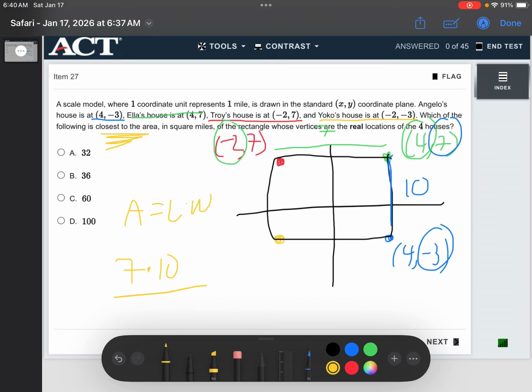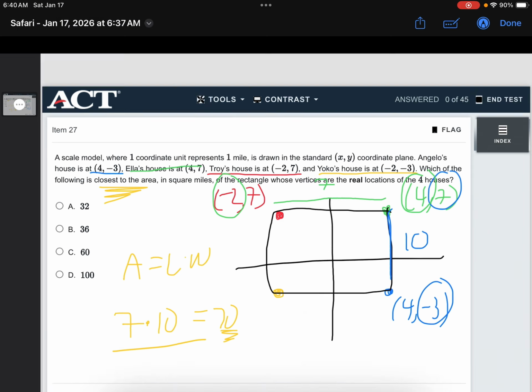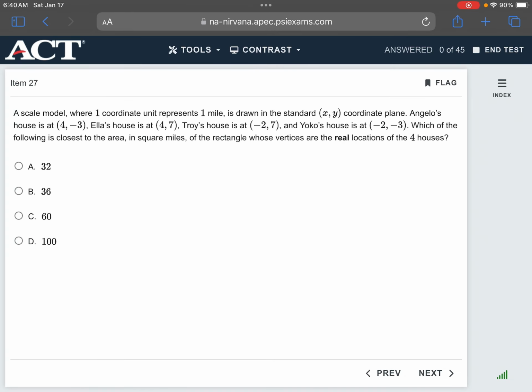Like when you get an answer that's not actually there. Let me just double check I did everything right. So 3 and 7 is 10, and 4 and 3 is 7. Yeah, okay. Just double checking my math. Looks like we got an area of 70, but that's not one of our answer choices. We have 32, 36, 60, and 100. So closest to that would be 60, because that's only 10 units away. 100 would be 30 units away. So that's an interesting one. I haven't seen one like that in quite some time where we don't actually get the number there, but there it is.